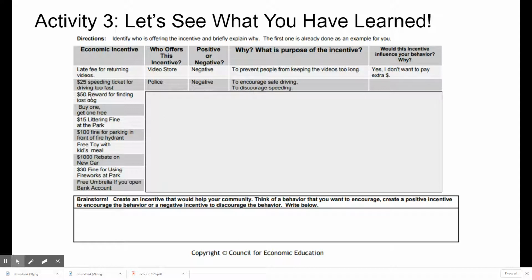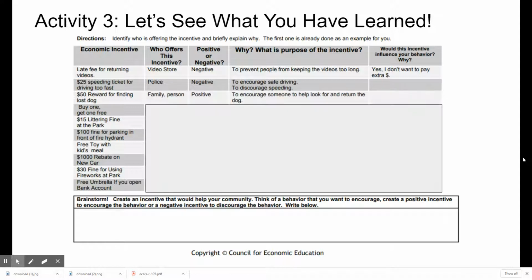A $50 reward for finding a lost dog. Who would offer this incentive? Who would give you the reward? Is this positive or negative? And why? Why are they going to give you a reward? And would this influence your behavior? Would you want the reward?